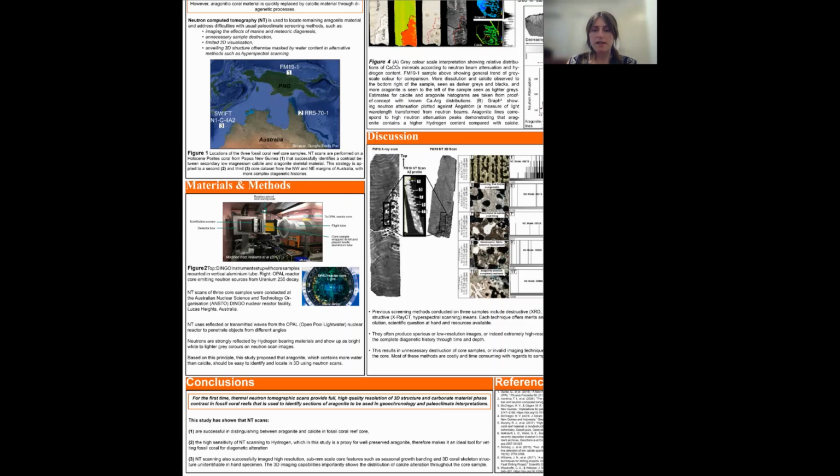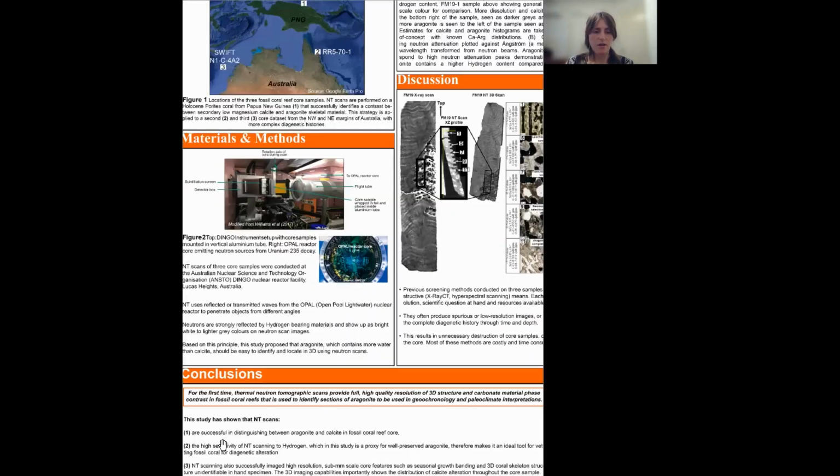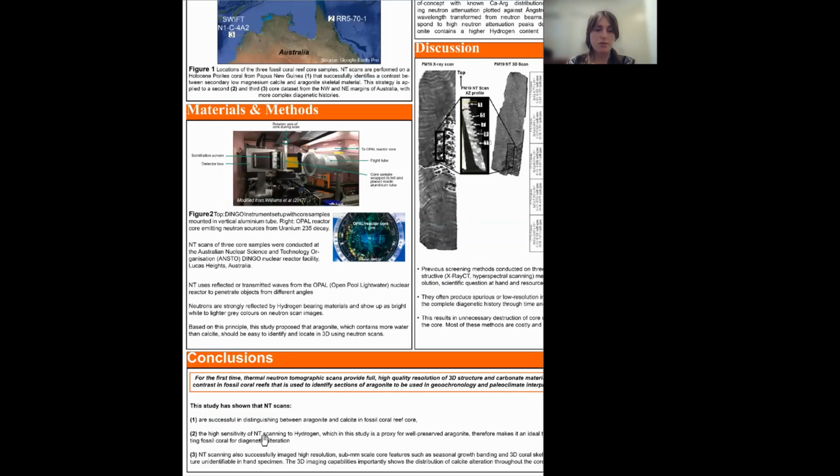And specifically, this study has demonstrated that NT scans are successful in distinguishing between aragonite and calcite in fossil coral reef core. And secondly, the high sensitivity of the scans to hydrogen, which in this study is a proxy for well-preserved aragonite, therefore makes it an ideal tool for vetting fossil coral for diagenetic alteration.